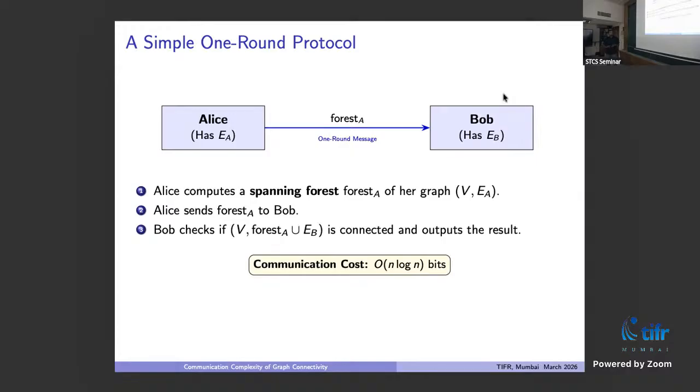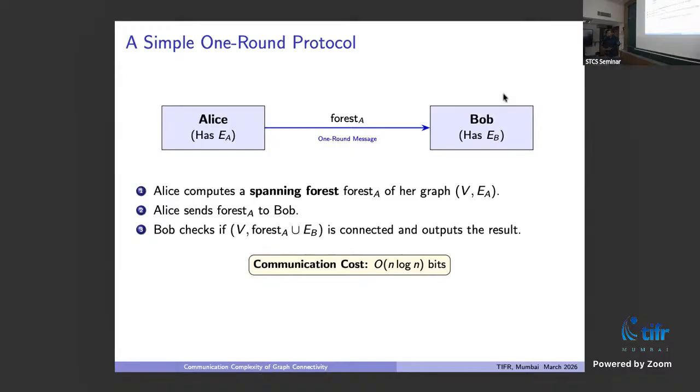So what is this one-round protocol? Well, notice that connectivity does not require all the edges. Determining connectivity requires only order n edges. So Alice computes the connected components on just her edges. This will take the form of a spanning forest, which will have at most n edges.